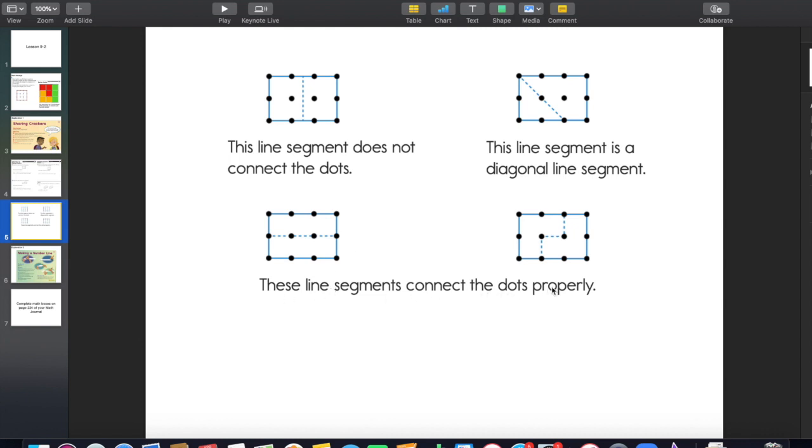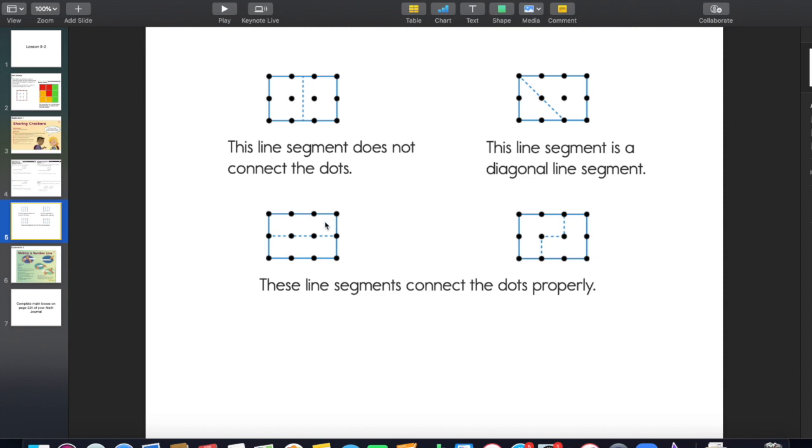These line segments connect the dots properly. So let's take a look. We have our cracker, and this person used a line segment that goes all the way across to share. How many people might be sharing this cracker, do you think? Yeah, I think 2 people might share this cracker because there are 2 parts.